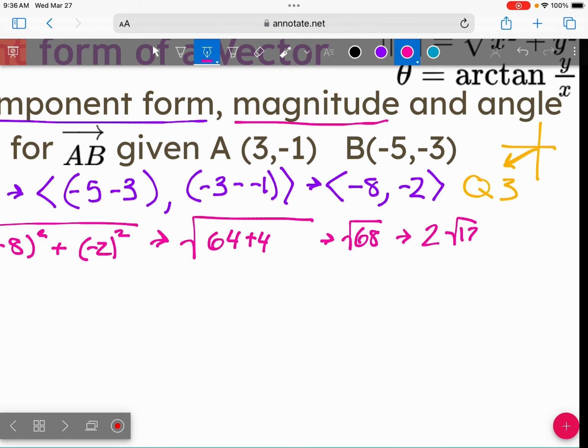And that's our magnitude. We don't necessarily need to have it as a decimal. We can leave it in radical form. That's fine. You can put it as a decimal if you want to. When we get into the story problems and we're talking about the actual distance, then we want a decimal. But when we're just talking points here, radical form's fine. But when we're starting to talk about things like airplanes and ships, 2 square root of 17 isn't particularly helpful.